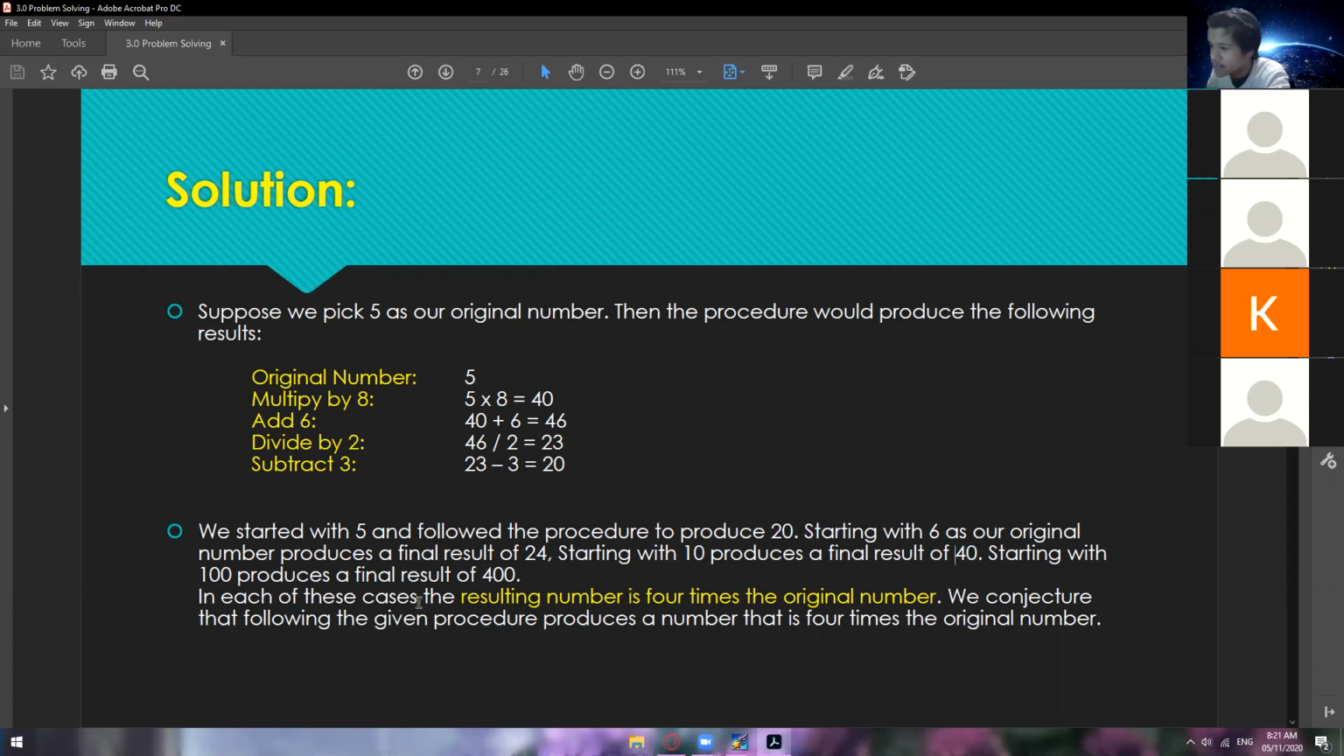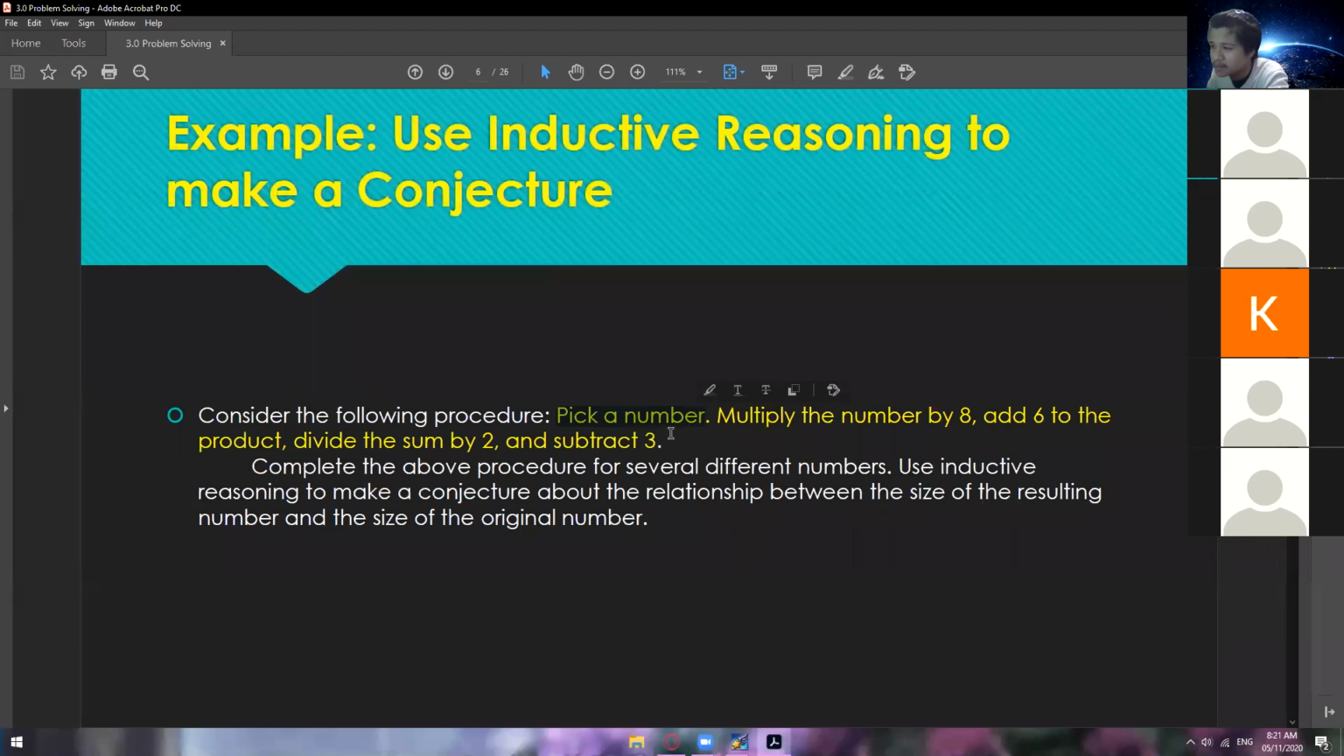Okay, so in each of these cases, the resulting number is 4 times the original number. So we conjecture that the given procedure produces a number that is 4 times the original number. That is how you conjecture, how you come up with the final conclusion. Putting in any number, say 100, 1,000, 1,000,000, or 500, the result will always be 4 times the original number.